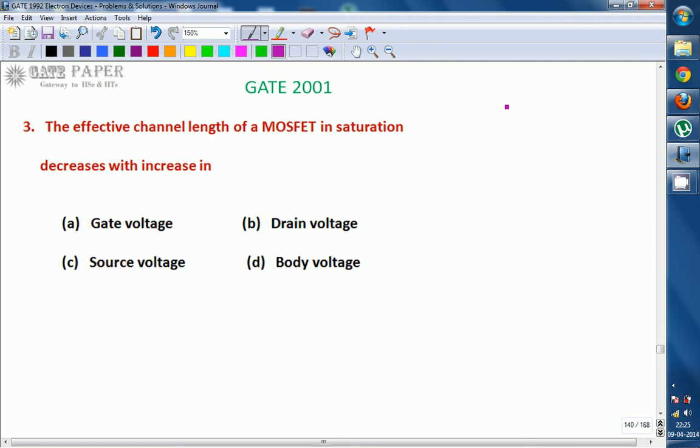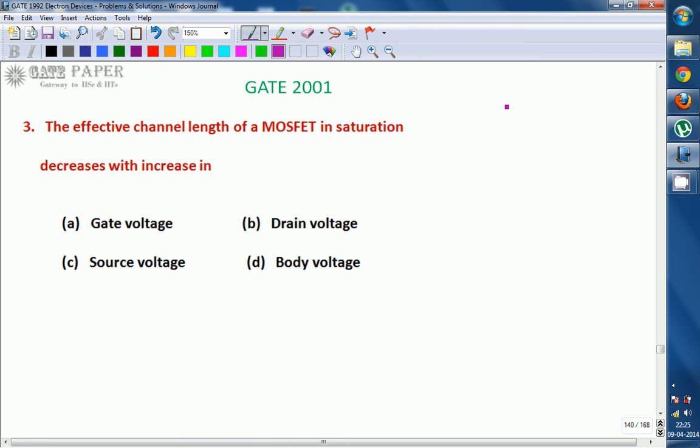We are discussing the GATE 2001 ECE paper, and this question is related to electronics. The effective channel length of a MOSFET in saturation decreases with increase in: A. Gate voltage, B. Drain voltage, C. Source voltage, D. Body voltage.